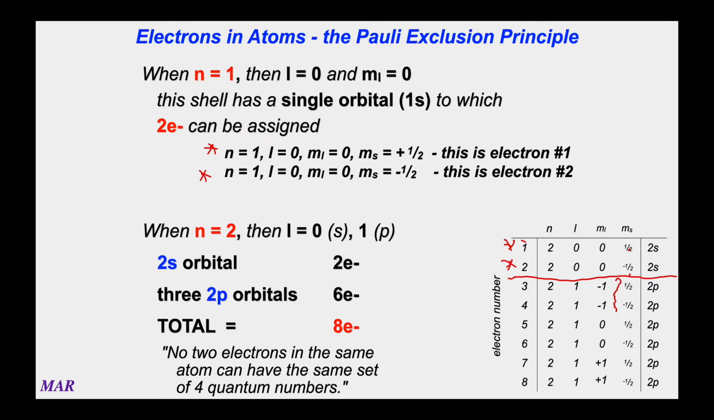This type of orbital is the 2p. Remember, when L equals 1, that's p. When L equals 0, that's s. L equals 2 is d, etc., etc.